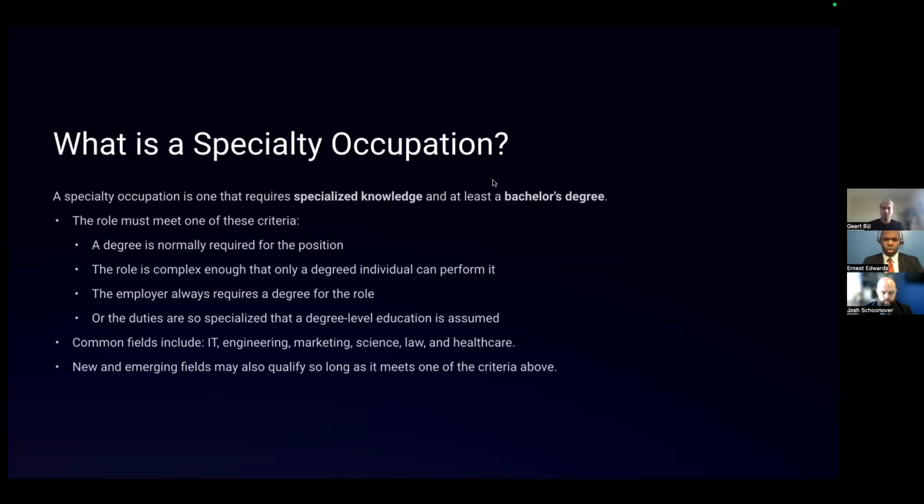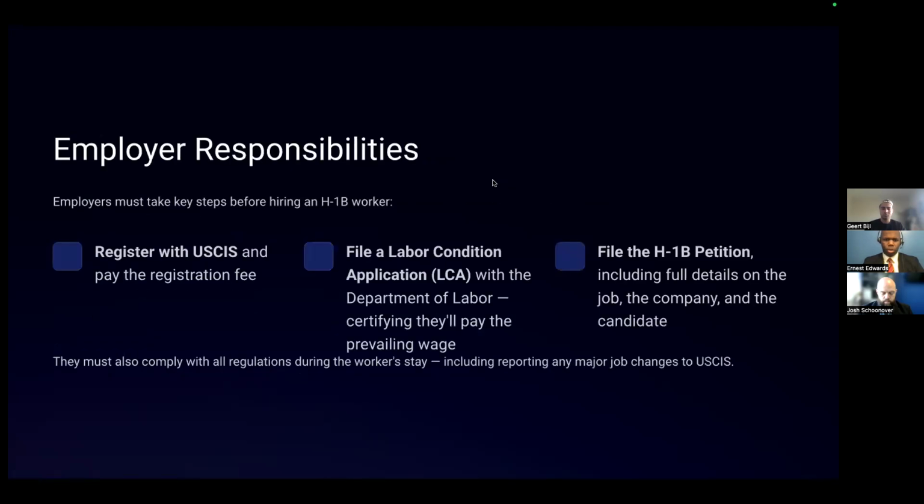So, what are the employer responsibilities? Employers have to take certain key steps before hiring an H-1B worker. The first step is to register with USCIS and pay the registration fee. This is registration in the H-1B lottery. The next step, after you're selected in the lottery, is to file a labor condition application with the Department of Labor, certifying that they'll pay the prevailing wage.